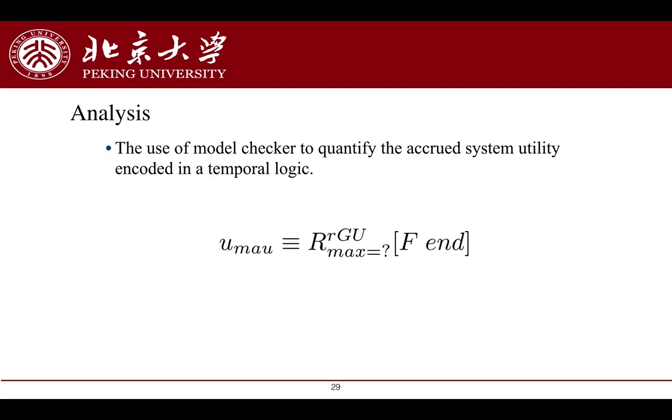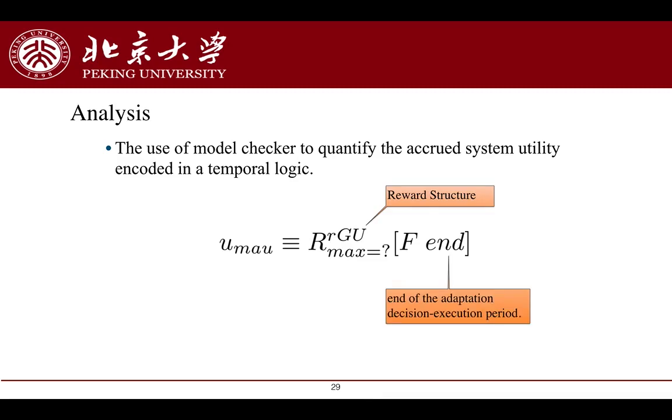To answer these questions, we specified the property, which is encoded in our temporal logic as shown here, where the RGU is the reward structure described in the previous slide. End is a predicate that indicates the end of the decision execution period. Then we will use the model checker to find the strategy that can help us achieve the maximum accrued system utility.